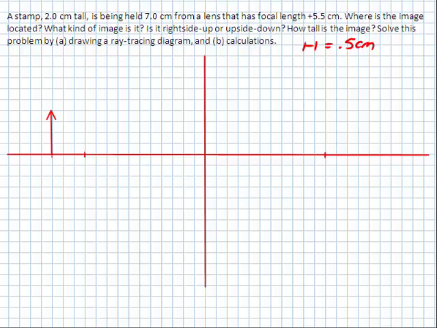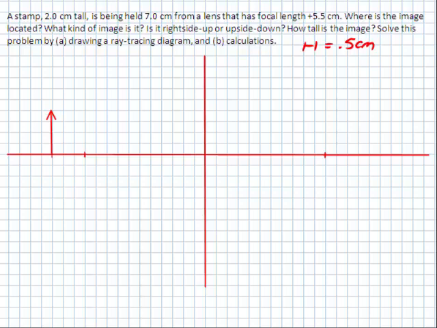A stamp 2 centimeters tall is being held 7 centimeters from a lens that has a focal length of 5.5 centimeters, a converging lens. Where is the image located? What kind of image is it? Is it right side up or upside down? How tall is the image? We're going to solve this two ways, by drawing a ray tracing diagram and with calculations.